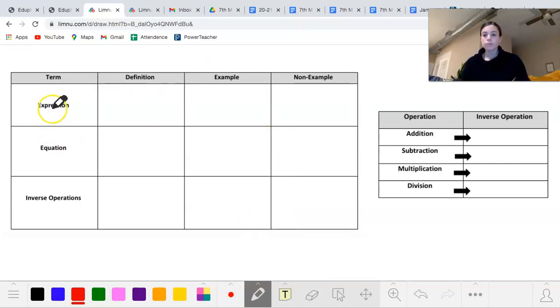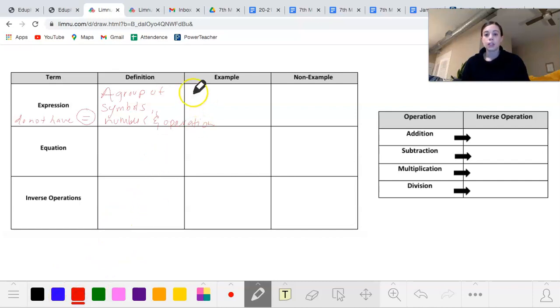So this first one is expression. Expressions do not have an equal sign, okay? The reason is they are a group of symbols, numbers, and operations. So that could literally be so many things.